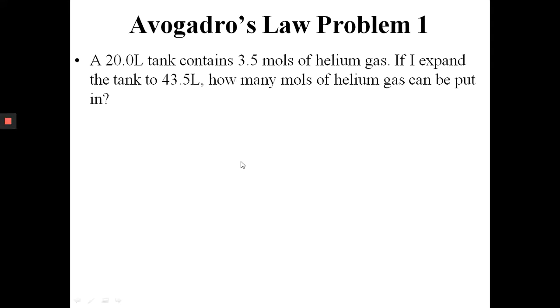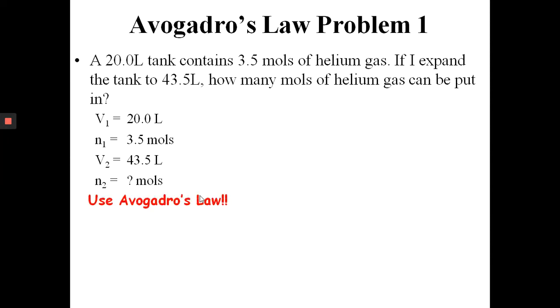Okay, so now let's go ahead and do a practice problem. A 20.0 liter tank contains 3.5 moles of helium gas. Okay, so first of all, the given volume is 20.0 liters, and the first amount of gas is going to be 3.5 moles. So 3.5 moles of helium gas is occupying 20.0 liters right now. And if I expand the tank, if I make the size of the tank larger to 43.5 liters, then how many moles of gas can be put into this new tank?